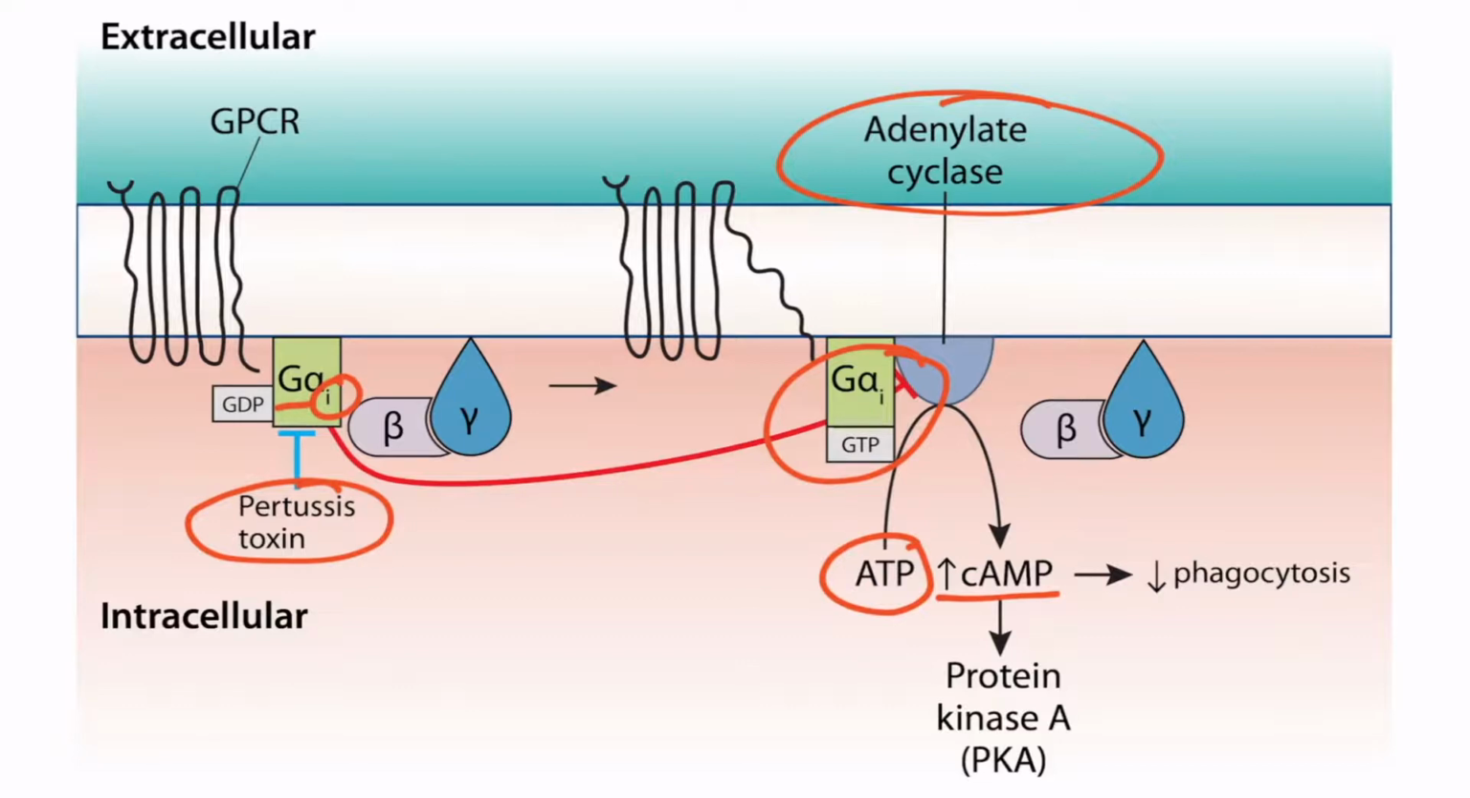The net effect of all this cyclic AMP is that neutrophils will be unable to be recruited to phagocytose the pertussis pathogen, so decreased phagocytosis. The exact mechanism for why increased cyclic AMP will lead to decreased neutrophil recruitment is well beyond the scope of board exams. Just make sure you know that pertussis toxin inhibits the GI subunit, which leads to decreased neutrophil recruitment. Now let's do a review question.